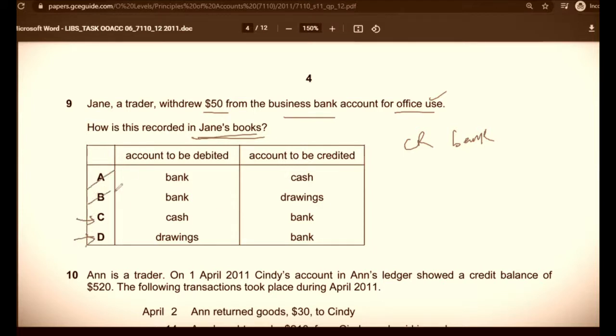So options A and B are immediately eliminated. Now, to decide between options C and D, you need to look at the purpose for which Jane withdrew $50 from the business. He or she withdrew $50 from the business for office use. So option D is immediately eliminated because it's not drawings. It's clearly not drawings. Hence, the correct answer to multiple choice 9 is option C. So credit bank, debit cash.